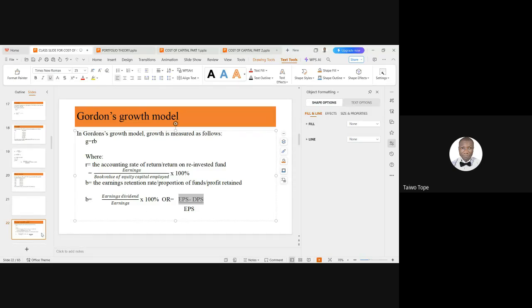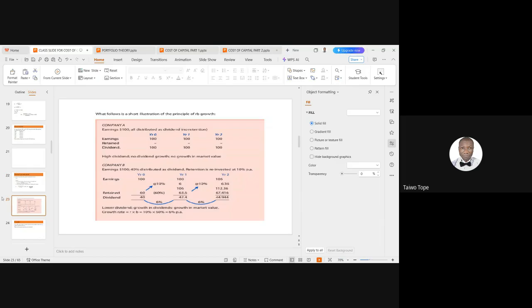You can have a question regarding this, or before then, using this table here. If you look at this table, we have earnings for year 0, 100, dividend 100; for year 1, earnings 100, dividend 100. What this implies is that the whole profit made in year 0 was distributed as dividend. There is no retention. In year 1, the whole profit made was distributed as dividend. No retention. It means high dividend, no dividend growth, and no growth in market value. That is for company A.